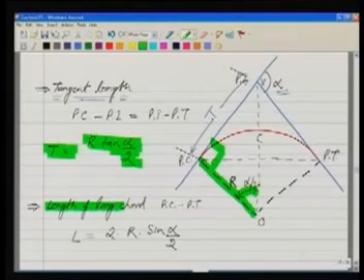The other element of the curve is length of long chord. Now what is length of long chord?